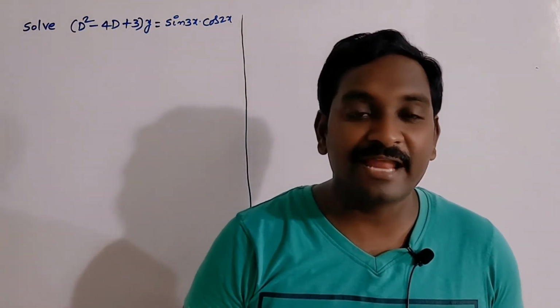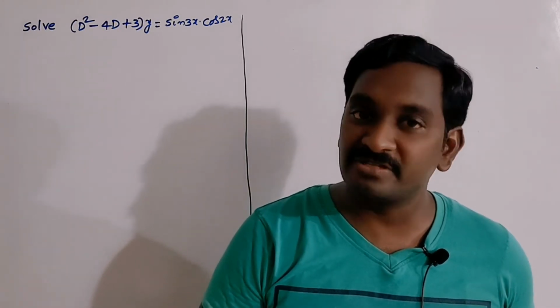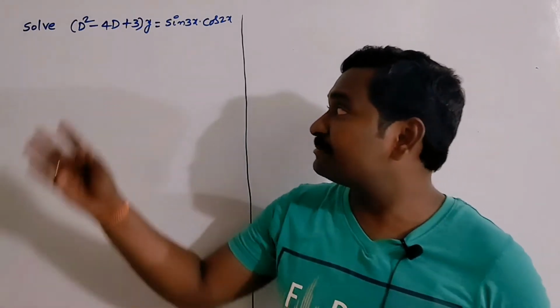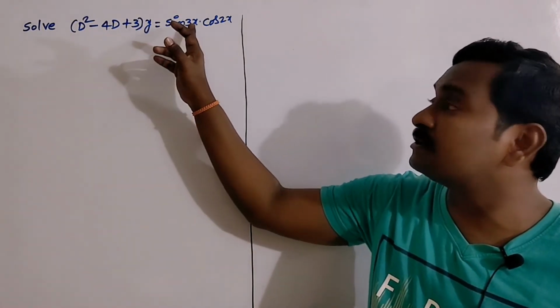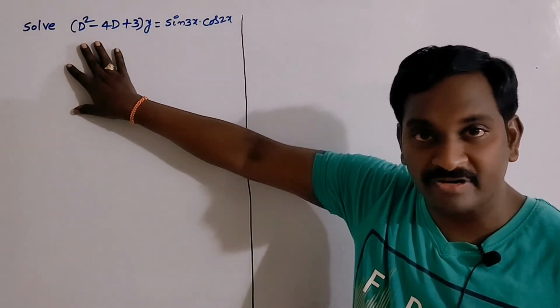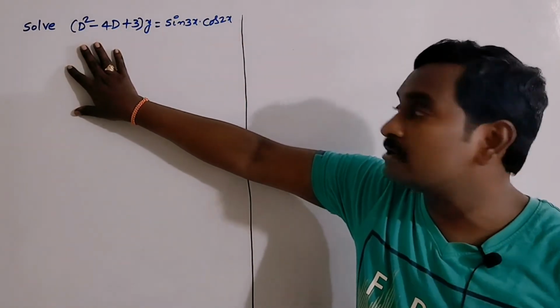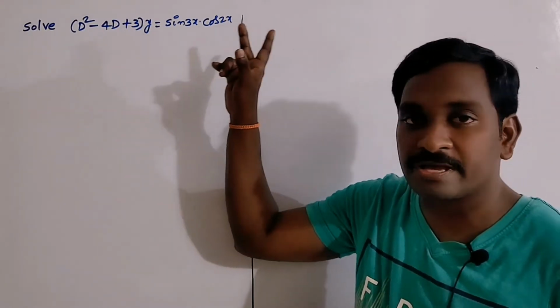In this video, I would like to give another example on the concept of linear differential equation with constant coefficients. See the statement of the given problem. Solve (D squared minus 4D plus 3) of y is equal to sin 3x into cos 2x. Clearly, this is a second order differential equation of first degree. Here the right hand side function is sin 3x into cos 2x.